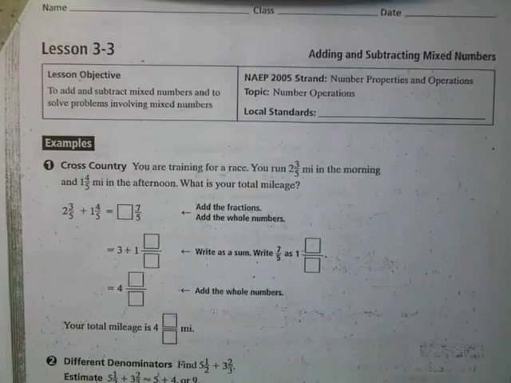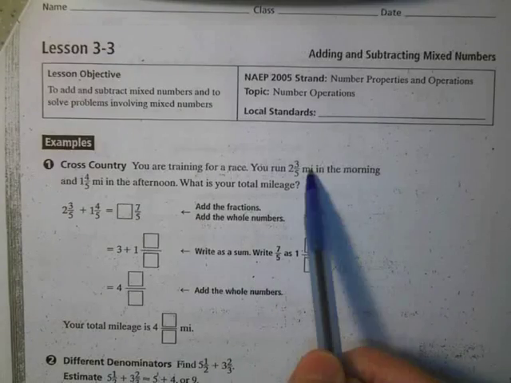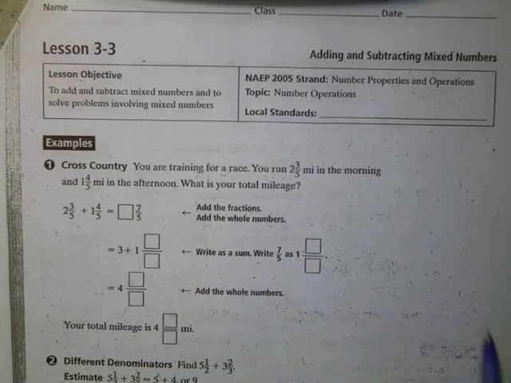Here we go. You are training for a race. You run 2 3/5 miles in the morning and 1 4/5 miles in the afternoon. What is your total mileage? First thing we need to consider is our fractions. We have common denominators, so that's good. It's going to make our life easier. We're not going to have to find a common denominator. So I can add the fractions.